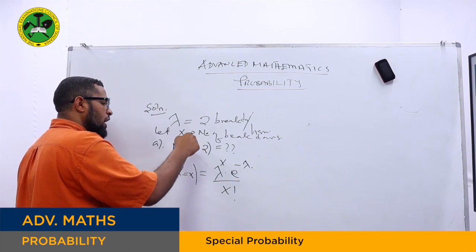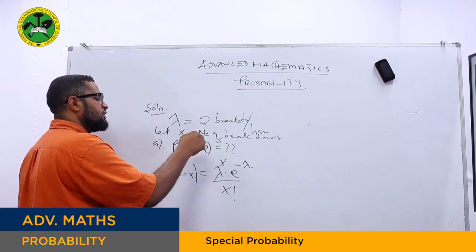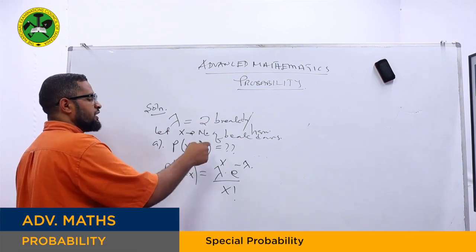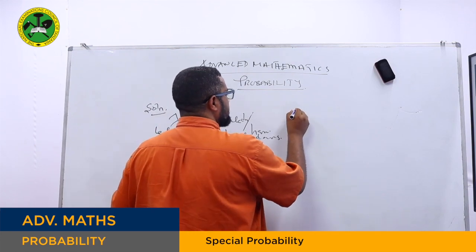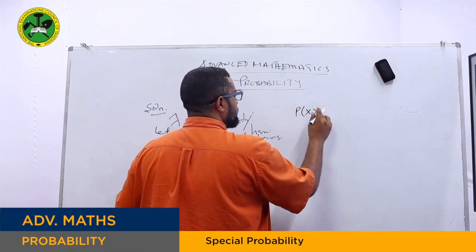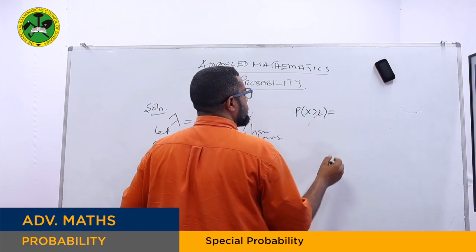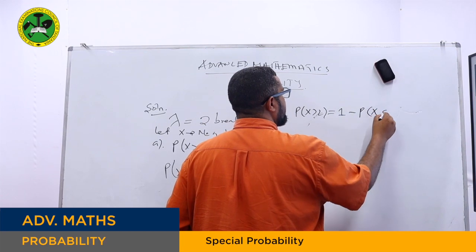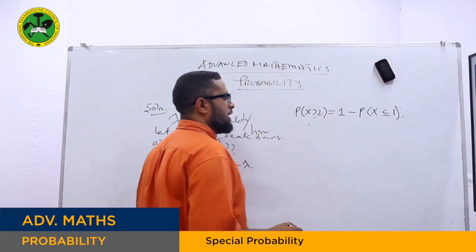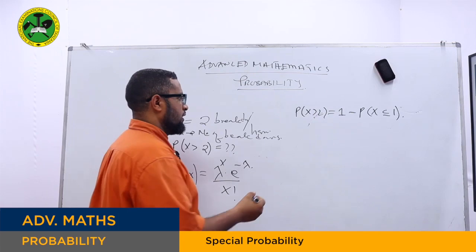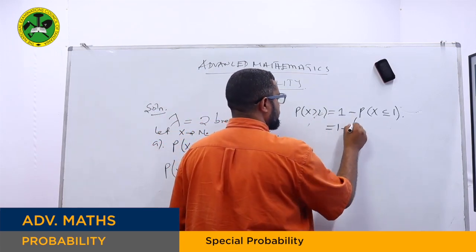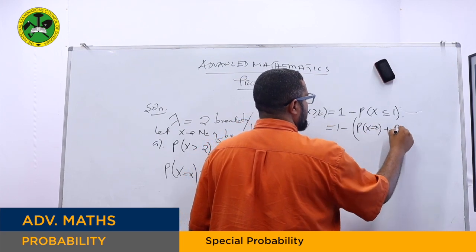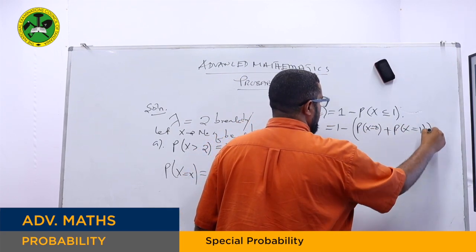But here we have greater than 2. Instead of saying greater than 2, we can turn it into probability of x greater than 2 equal to 1 minus probability of x less than or equal to 1. So we can simplify. So it's equal to 1 minus, here is probability when x equal to 0 and probability when x equal to 1.